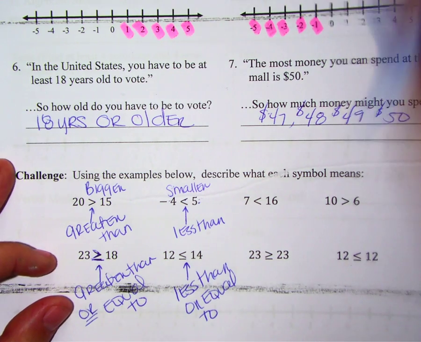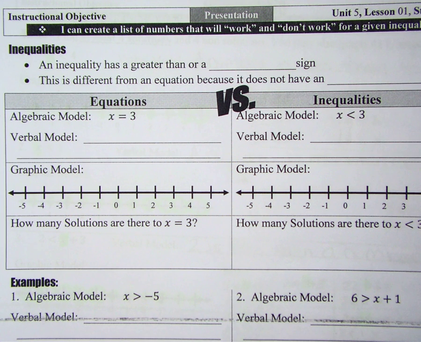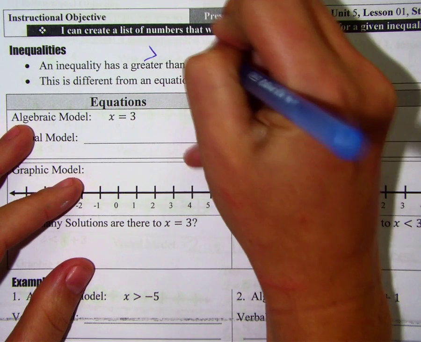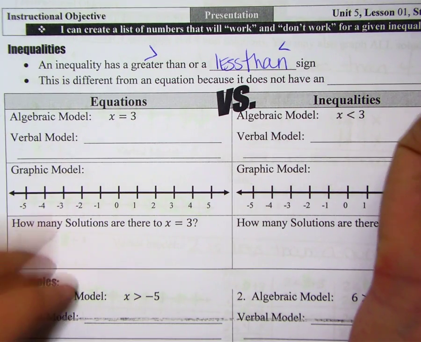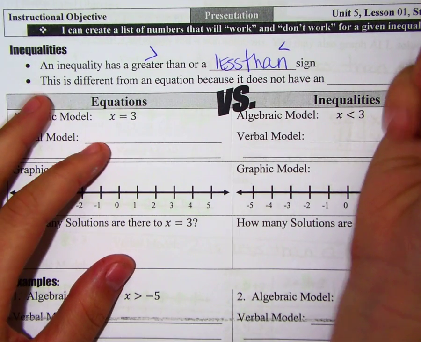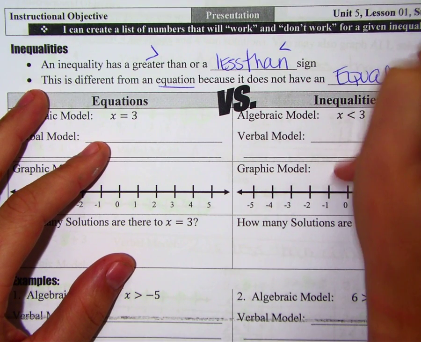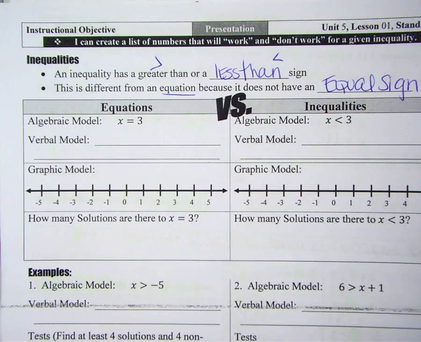Okay, moving on. We're going to compare first equations versus inequalities and just see what the difference is. First things first, an inequality has a greater than, looks like that, or a less than, which looks like this, sign. This is the difference from an equation because it does not have an equal sign. That's what an equation is, it has an equal sign.